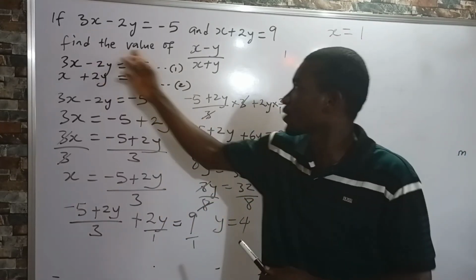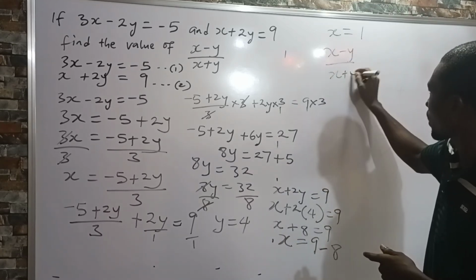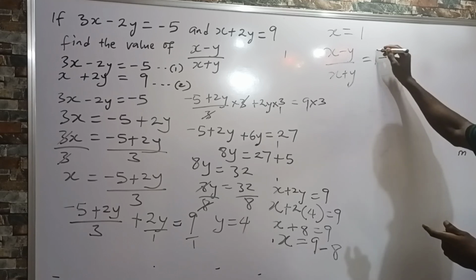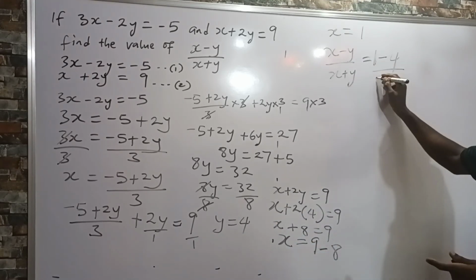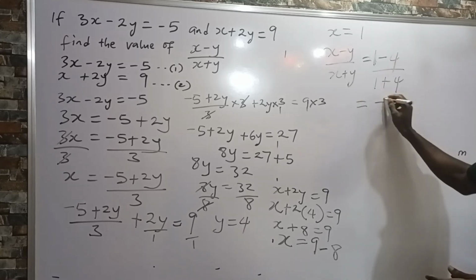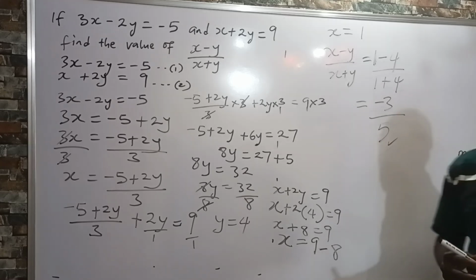The question says we should find the value of (x minus y) over (x plus y). So this will now be equal to, what is x? x is now 1. Then minus, what is y? y is now 4, as we got here. And that is all over, what is x? 1, plus what is y? 4. That is equal to 1 minus 4, which is minus 3, all over 1 plus 4, which is 5. So the final answer is negative 3 over 5.